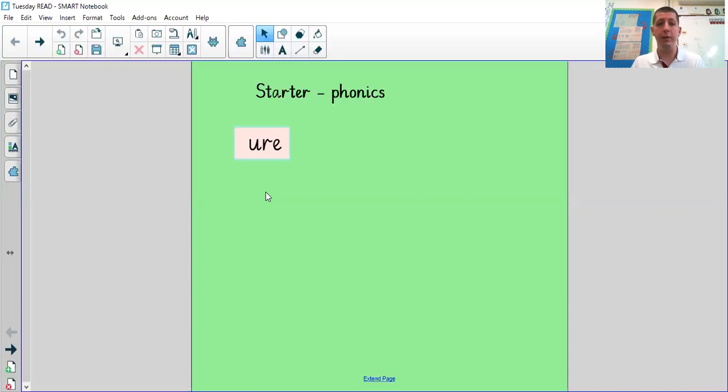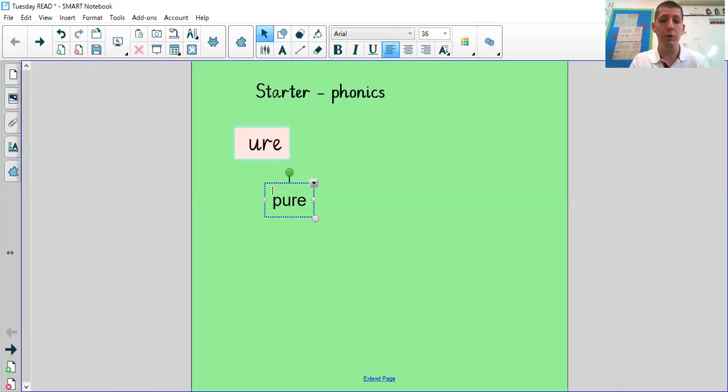Okay, let's check your spellings to see if you got them right. So the first word was the word pure, which is p, your, pure. The second word was the word secure, to secure yourself in the car with a seatbelt. S, e, k, your, secure. The third word was the word picture. P, I, k, t, your, picture.